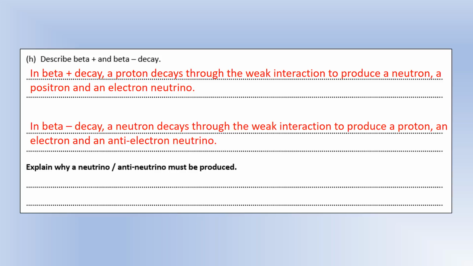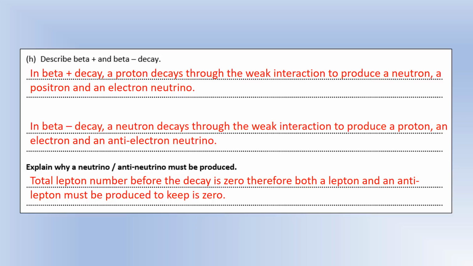So the question at this point is, why are we getting these electron neutrinos or anti-electron neutrinos? Well, they're there to conserve lepton number. So they were actually put in there to explain some missing energy in our reaction. So that's why the model of a neutrino came about.